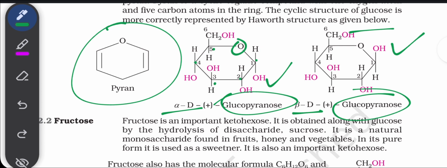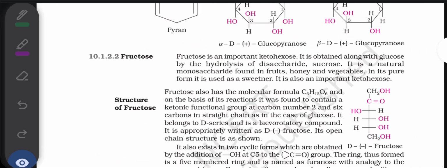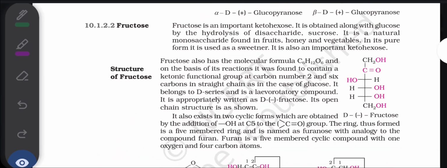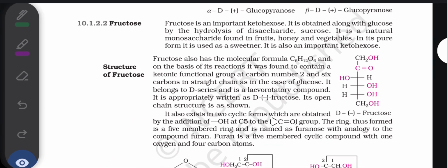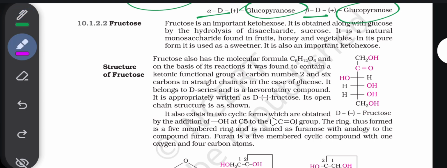Okay, now coming to fructose. 10.1.2.2. Fructose is an important ketohexose. Glucose was an aldohexose and fructose is a ketohexose. It is obtained along with glucose by the hydrolysis of a disaccharide, which is sucrose. It is a natural monosaccharide found in fruit, honey and vegetables. In fruits, fructose is there. In its pure form, it is used as a sweetener.